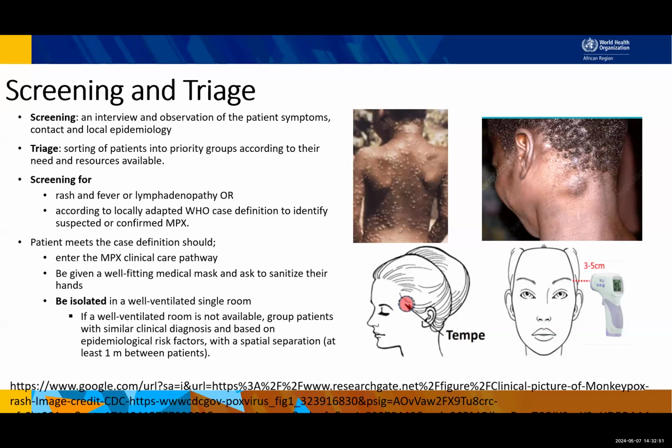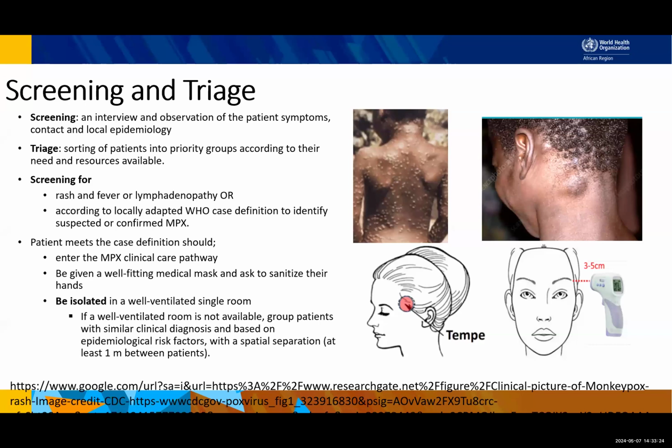We look for rash and fever or lymphadenopathy. Yeah, so this one, they went into extensive details. Rashidato talked about pustules, papules, vesicles, ulcers, pseudopustules, among others. So the rashes or the skin lesions may appear in different forms, and they could be localized or generalized. Anyone who comes with any kind of rash, a fever or lymphadenopathy, and it is aligned to the locally adapted WHO case definition, then they all have to enter the monkeypox clinical pathway.